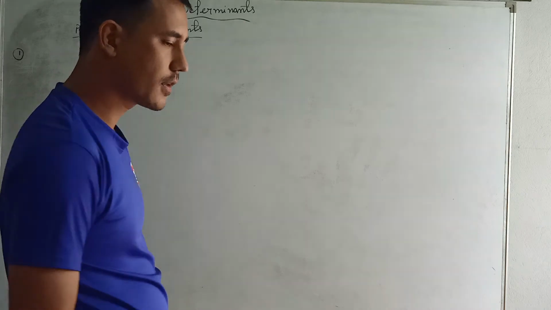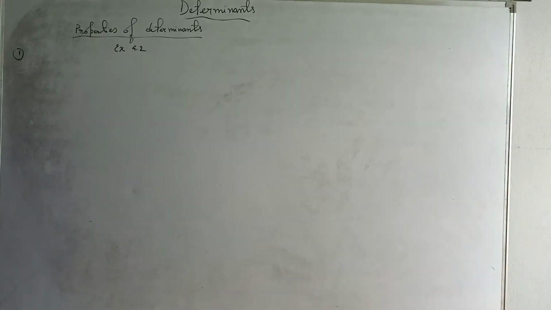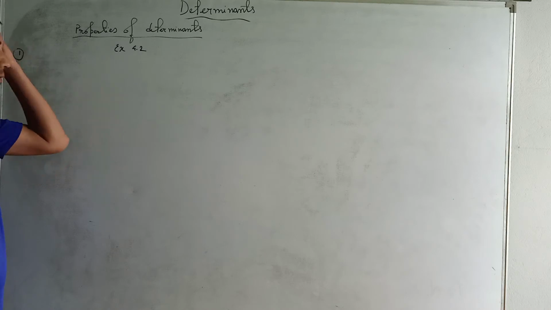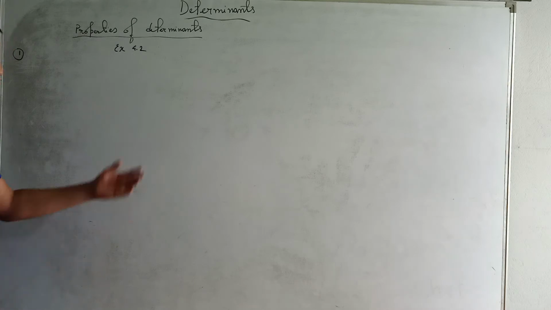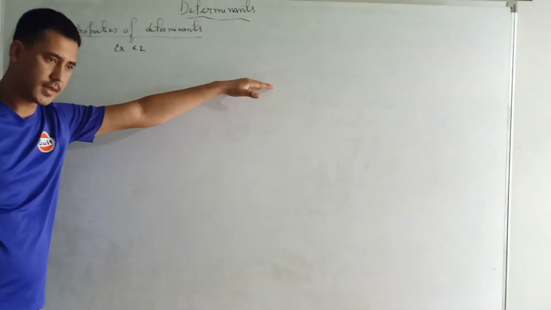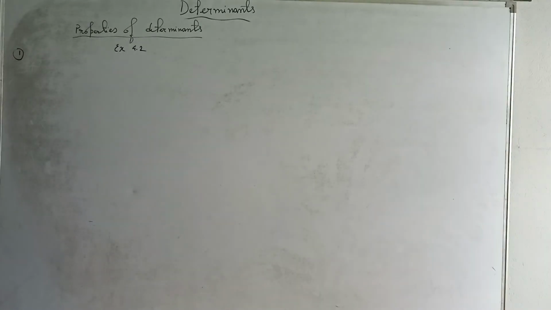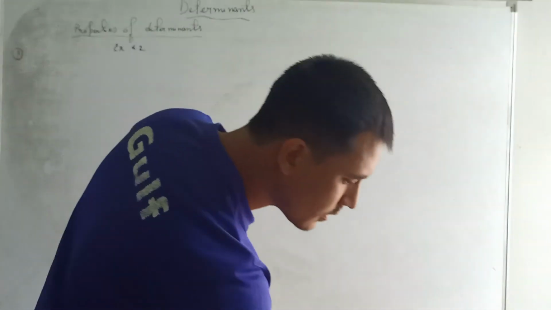Like matrices, in determinants also, applying the operations will be the same, right? You can apply row transformations and column transformations also. You cannot do a row operation and a column operation at a time, but it can be done alternately. It's no problem.